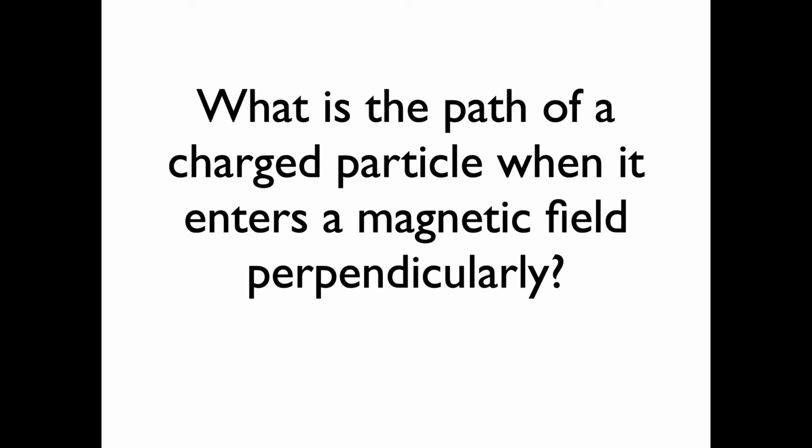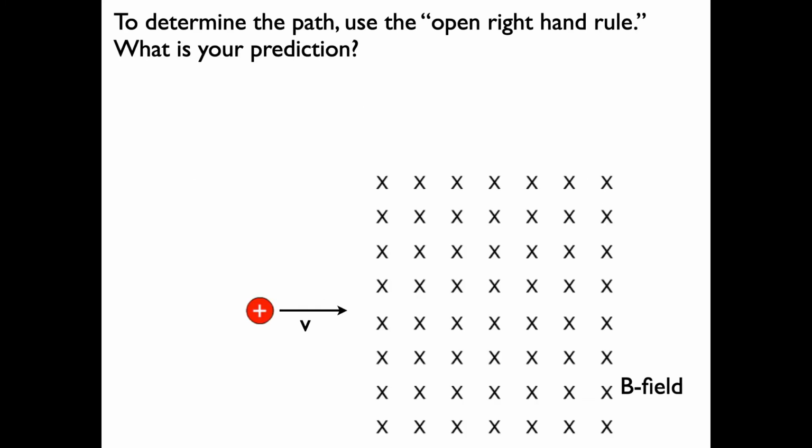What is the path of a charged particle when it enters a magnetic field perpendicularly? Let's see what that looks like.